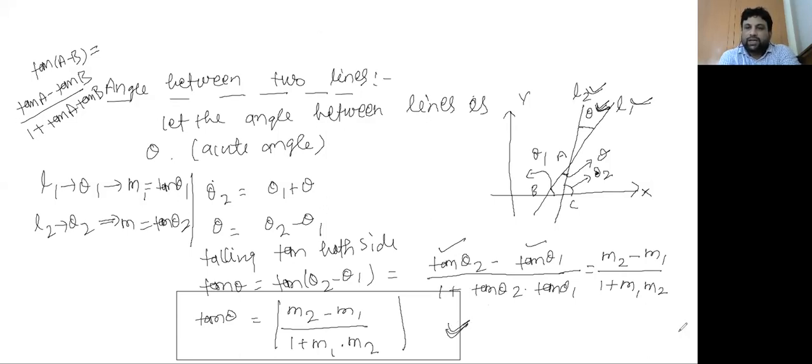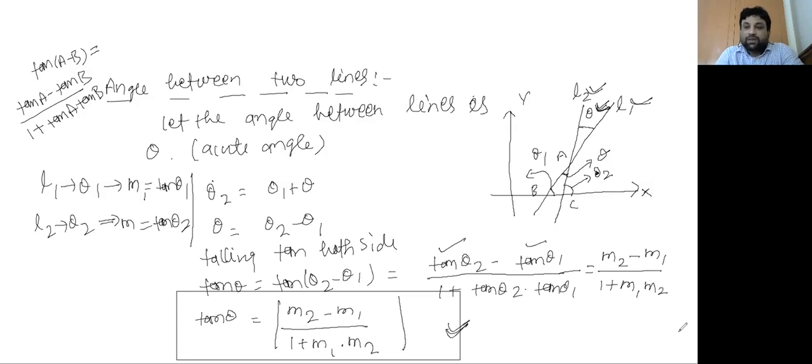In some books they write the formula as tan theta is equal to (m1 minus m2) divided by (1 plus m1 into m2). It doesn't matter actually. If I write m1 minus m2 or m2 minus m1, both have the same meaning because we are writing this formula within the modulus, so ultimately we will get a positive value. So we can say that using this formula we can find the acute angle between two lines.